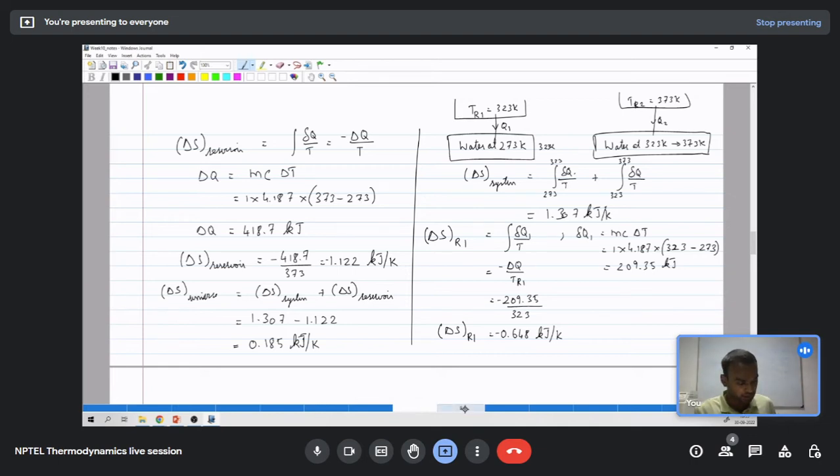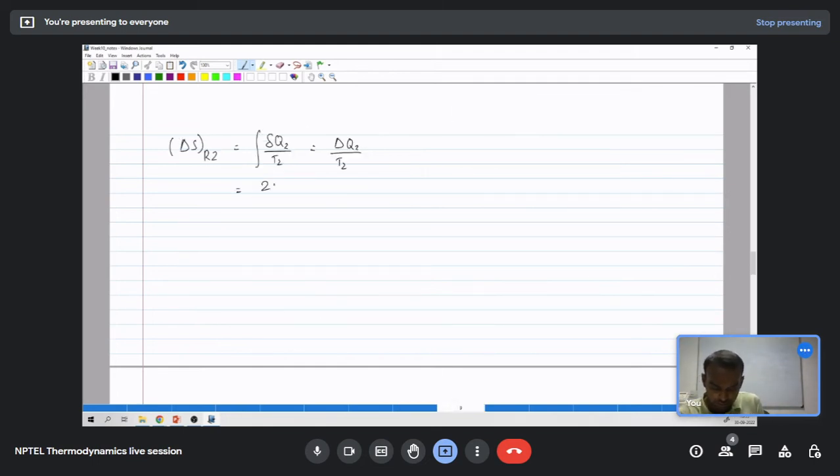So I can write this del Q2 as 209.35, and T2 is 373 Kelvin. So this is 0.561 kilojoule per Kelvin. Again, for the proper sign, we have negative here because the reservoir is losing heat to the water system.